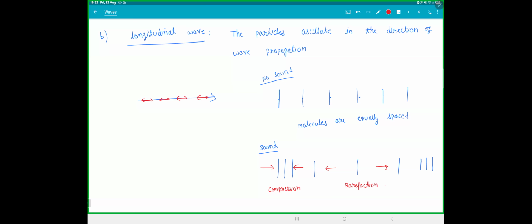For example, waves on a string are mechanical because they require a string, and they're transverse. Sound waves are also mechanical, they require a medium, but they're longitudinal. Electromagnetic waves are transverse, but they are non-mechanical. Are you getting it? So you can have a non-mechanical transverse wave. This is one. Next thing.